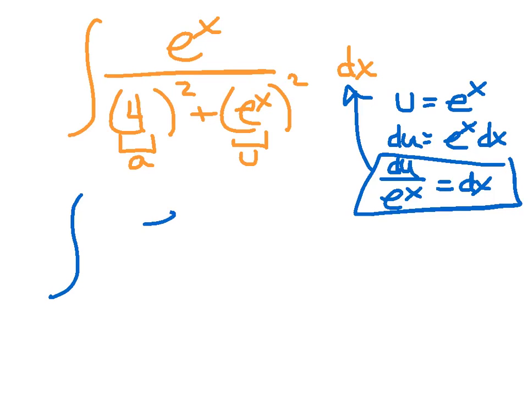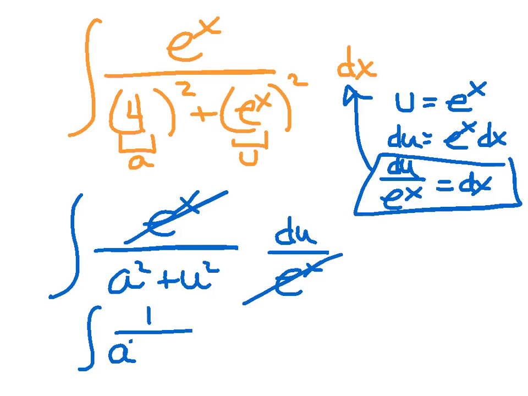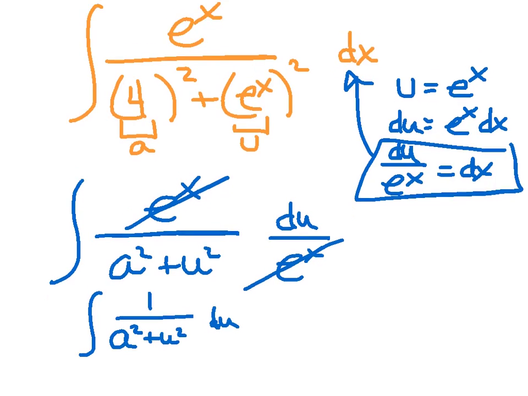So I've got e to the x over a squared plus u squared. And then I've got du over e to the x. These e to the x's should nicely cancel. And I'm left with 1 over a squared plus u squared. So hopefully that screams out to you arctan. Again, there's no radical, there's no minus sign. The plus sign is your arctan.